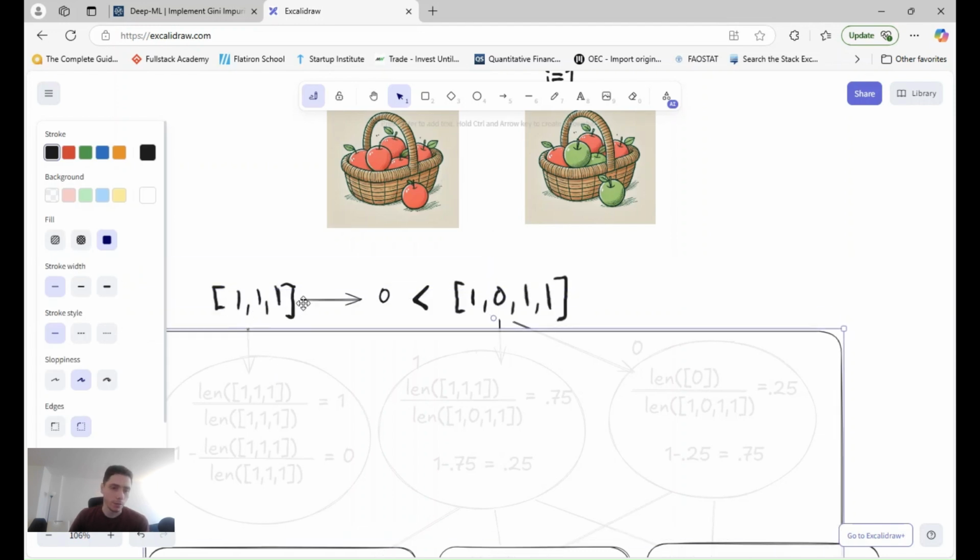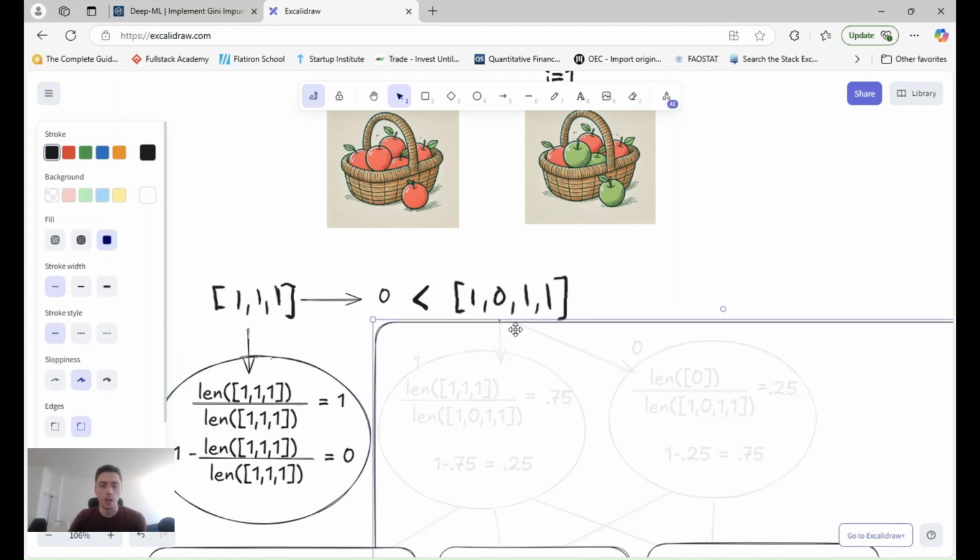Let's say we had three elements in the same class, or let's say three red apples. We would assume that this would have an impurity value or a disorder value of zero. But we know that if we had this set 1 0 1 1, so two different classes, we'd assume that this has a higher disorder because now there's two different elements.